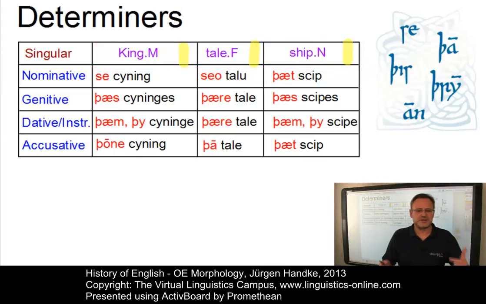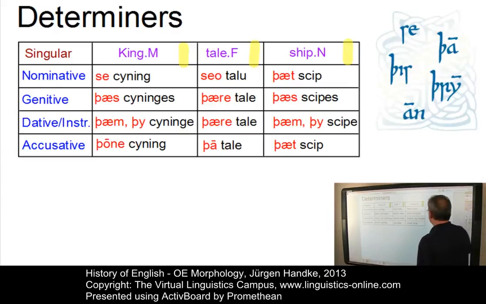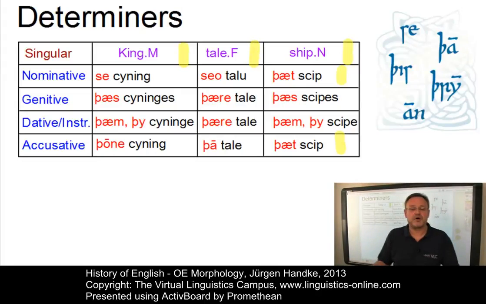In some forms they had already merged. For example, in the neuter noun ship. In both the nominative and accusative case we have the same determiner. In fact, this form became present-day English that.